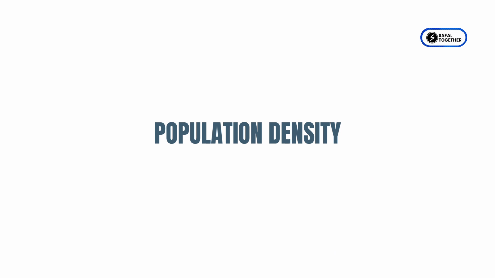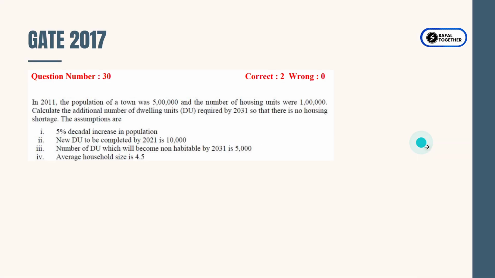So in today's video, we're going to look at a very common type of question that's asked. I think I've seen it across the 2010 to 2017 question papers at least, and I'm sure it's been asked after that also. One of the very common types of questions asked under your housing chapter is that of population density.